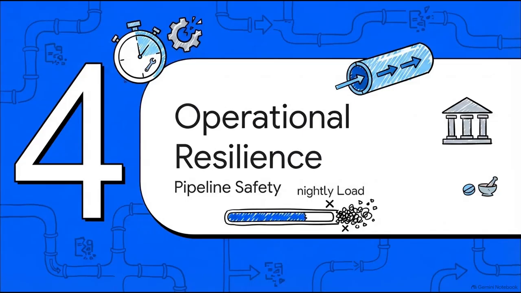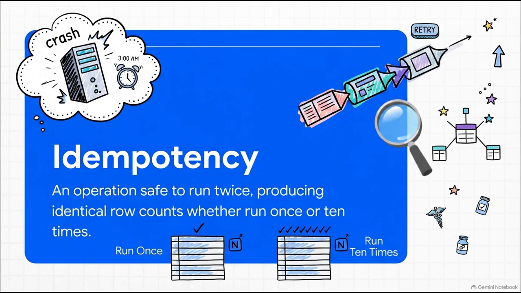Okay, transitioning to Section 4, building for operational resilience. Because let's be honest, a beautiful database is absolutely useless if the nightly automated load fails midway and corrupts your data. A really critical concept here is idempotency. I know, it's a big, clunky word, but it's actually a very simple idea. An operation is idempotent if it is safe to run twice.